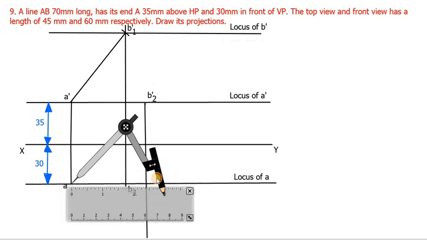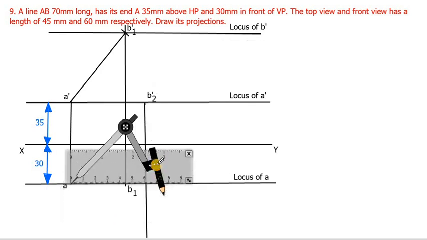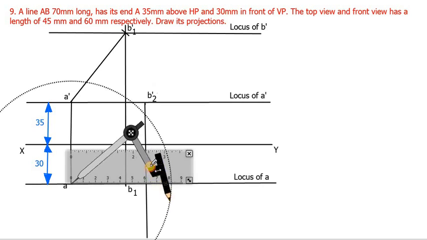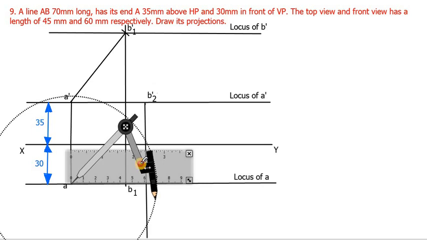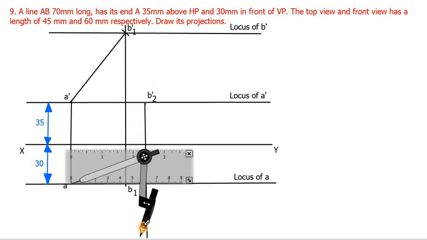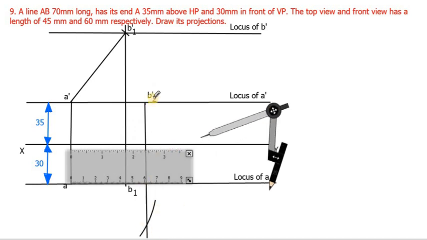I am keeping the scale again so as to measure the correct length. So it is exactly 70. Now I am going to draw one arc to cut this extension line that is drawn from B2 dash. Let us erase the extra lines. So this point will be B2. Since it is drawn from the extension of B2 dash, I am marking this as B2.